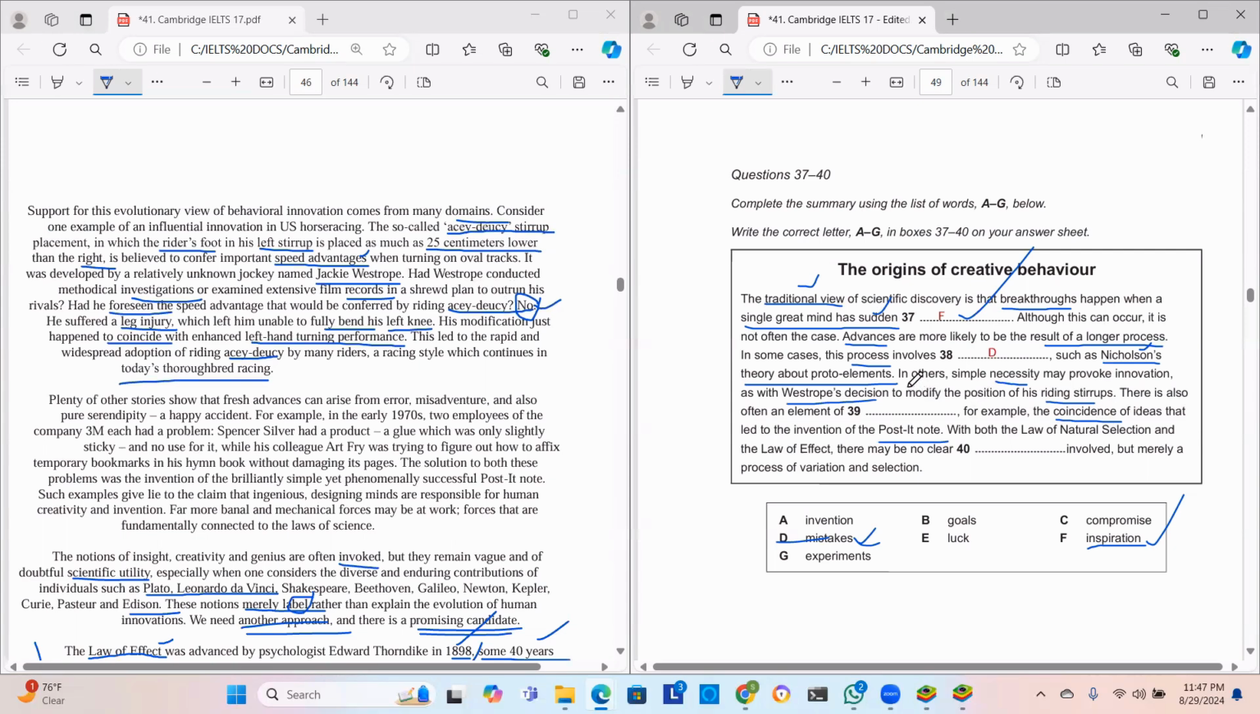In others, simple necessity may provoke innovation, as with Westropp's decision to modify the position of his riding stirrups. There is also often an element of dash. For example, the coincidence of ideas that led to the invention of the Post-it note. So he's talking about some coincidence, right? Here he suffered a leg injury which left him unable to fully bend his left knee. His modification just happened to coincide, means coincidence, with a racing style which continues in today's racing. Okay, right? So what is he talking about now?